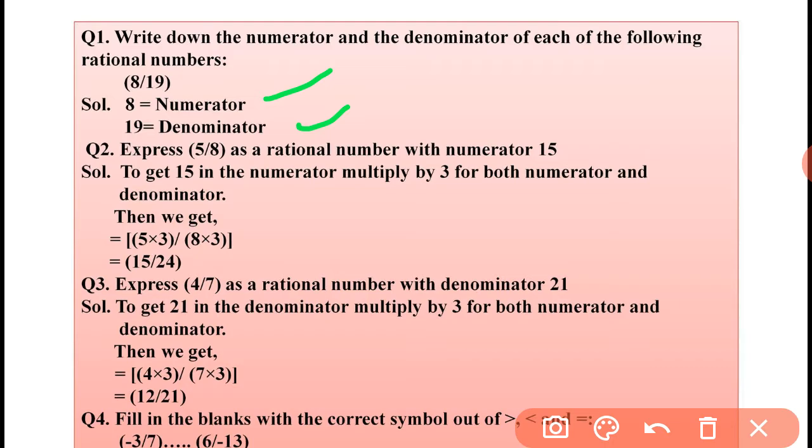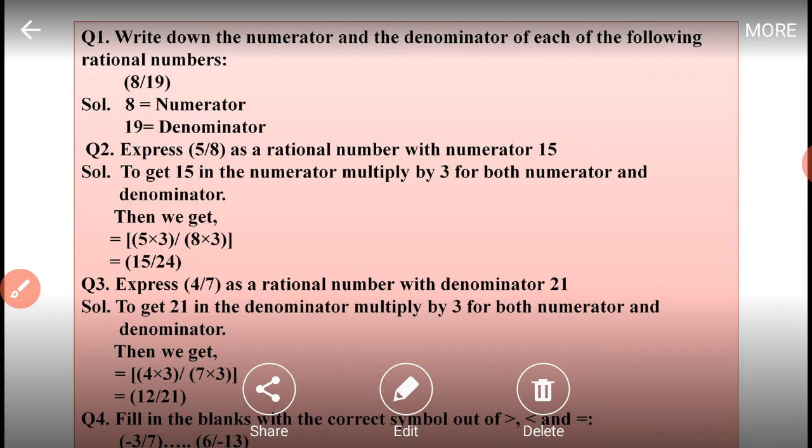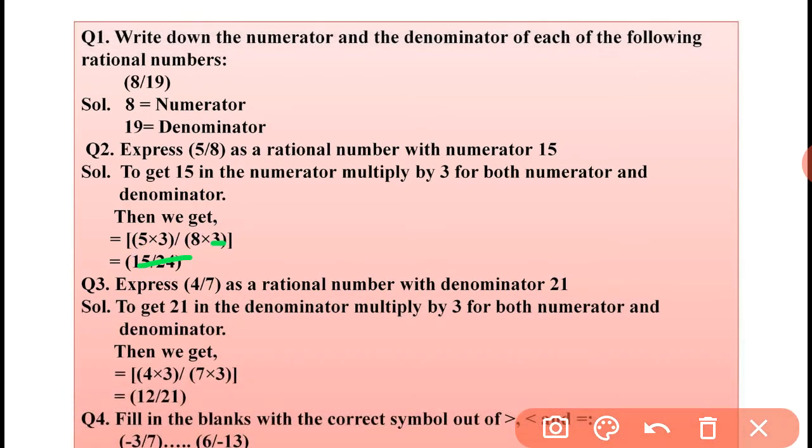Express 5 upon 8 as a rational number with numerator 15. Solution: to get 15 in the numerator, multiply by 3 for both numerator and denominator. Here we have to make the numerator 15, and we are given 5 upon 8. For making 5 as 15, we will multiply it by 3. That means numerator and denominator both will be multiplied by 3. So we can write 5 into 3 upon 8 into 3, so it will become 15 upon 24.